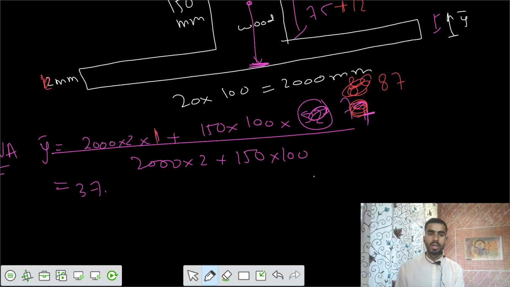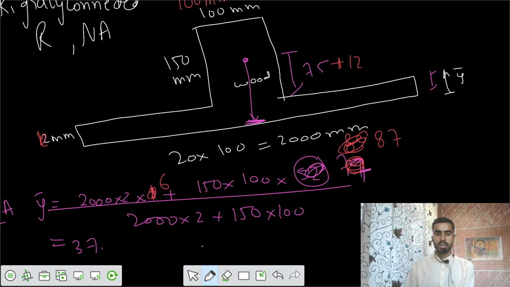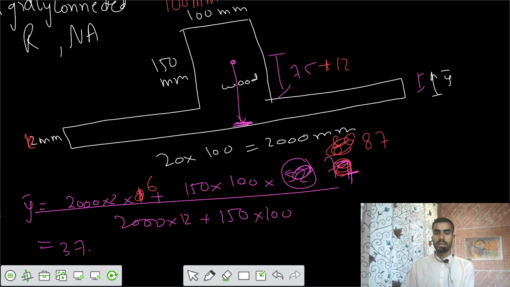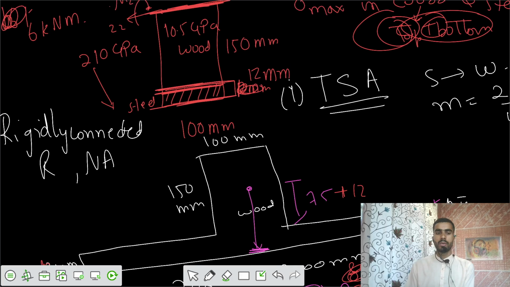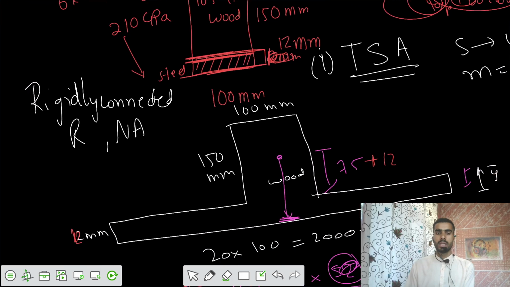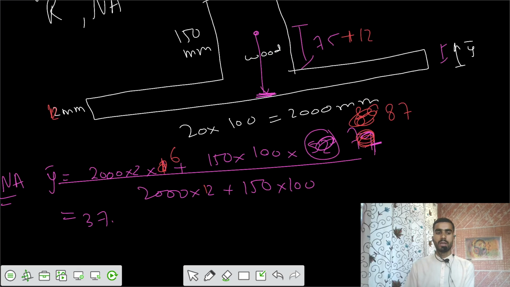Similarly, you have this 12 by 2, that is 6. 75 plus 12. Let's keep it. So we got these values now. 2000 into 12. Is there any correction now? Is everything okay? So everything is perfect. So we got this 2000 into 12 into 6 acting at 6, and this one is acting at 75 plus 12. So everything is perfect now.